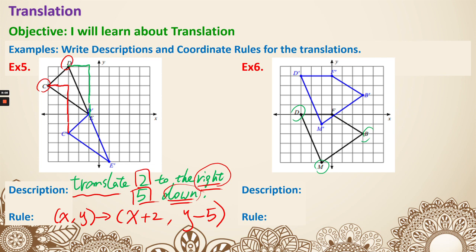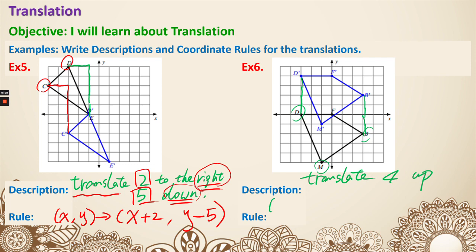So from D to D prime is going up 1, 2, 3, 4. You can check with, say, B. B is 1, 2, 3, 4, also going up by 4. So in this case, translate 4 up. There's no horizontal change, no left or right. It is just going up.